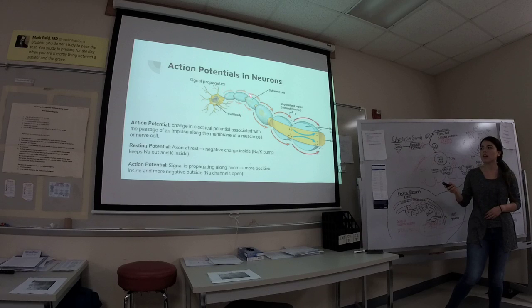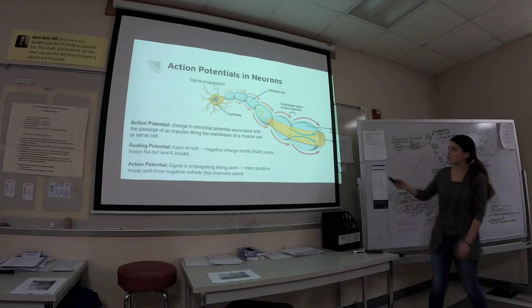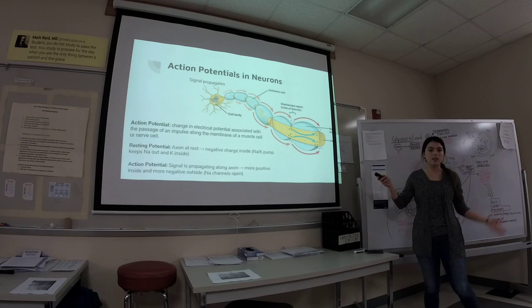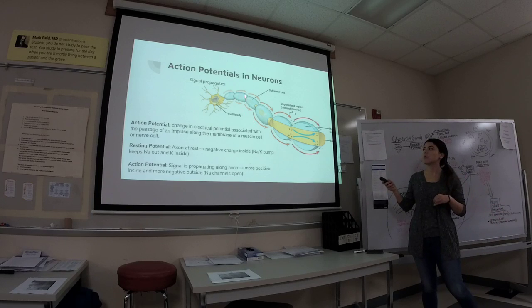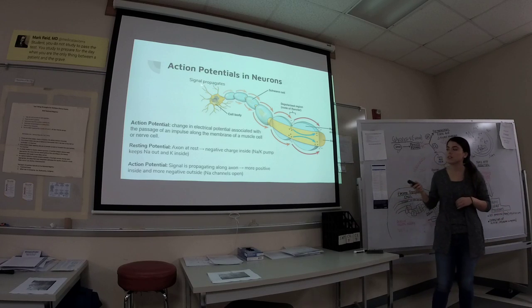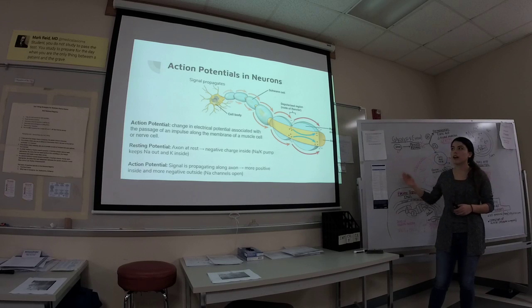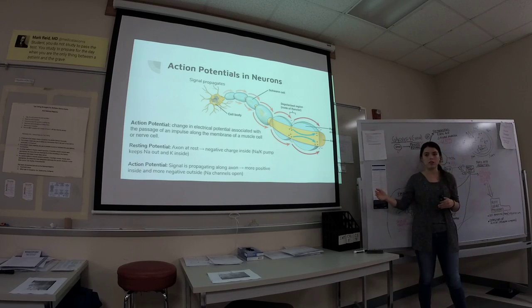Each one of these little arrows is like an action potential, and there's going to be a change in the charge. Normally in the axon, it's negative on the inside, more positive on the outside. The way the signal is propagated is that sodium rushes in, making the inside more positive, and then the outside becomes more negative. That's going to happen along the axon until it gets to the next neuron, and that's how the signal transfers from neuron to neuron.